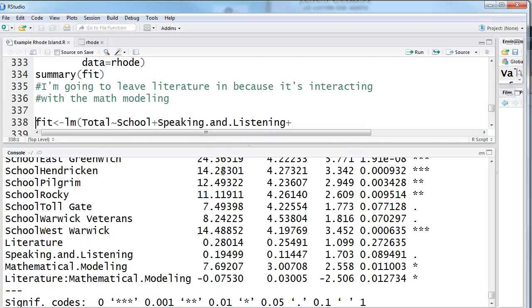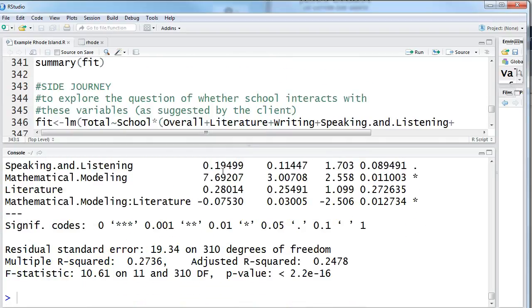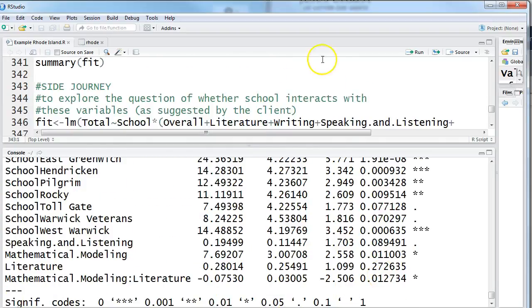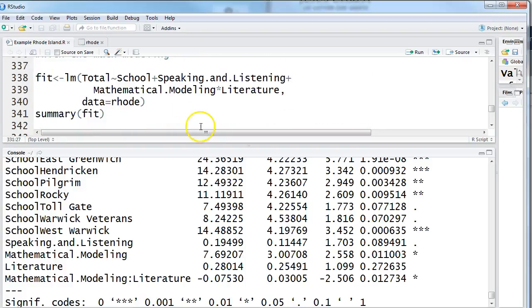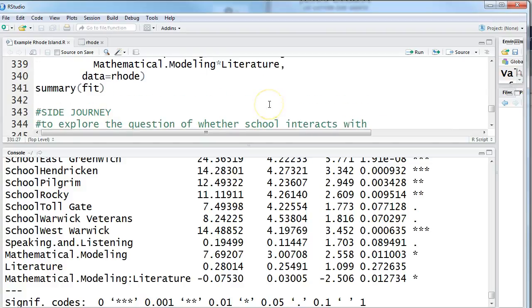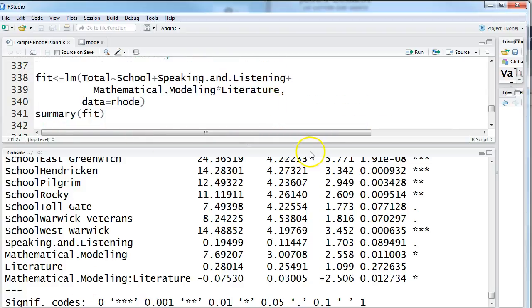So, this looks like my final model that I'm going to stick with. What makes this different than the one before? I think I remember. I noticed I have literature there, but I also have literature in the interaction, so I don't need it both places. So I just deleted it there. There is my fit. Looks nice and small. Oh yeah, the side journey. Let's talk about that in a second.